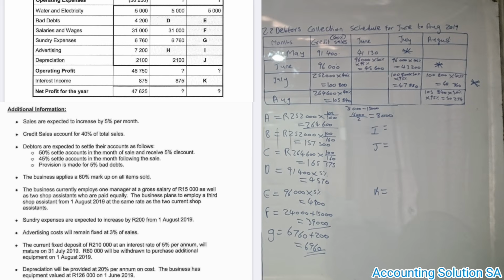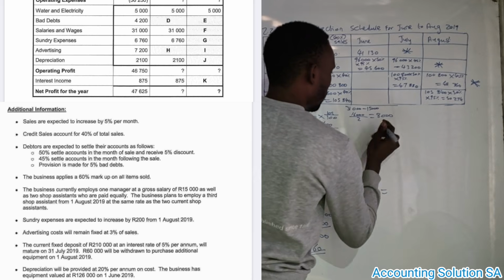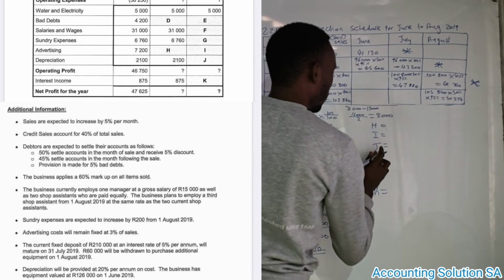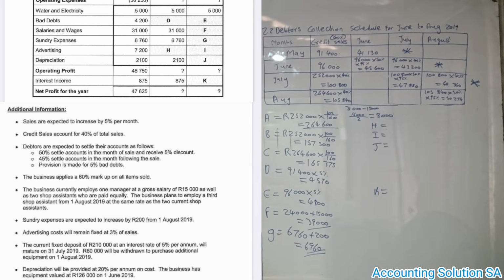Now let's move to number H. Number H, they say that advertising, H and I. Advertising. They say that advertising cost will remain fixed at 3% of sales. So we just have to multiply by 3% of sales to get this one.